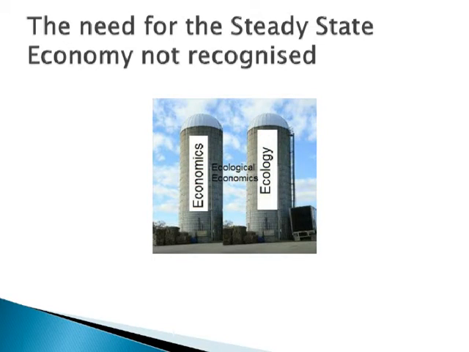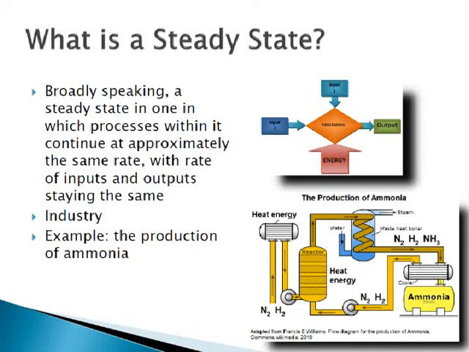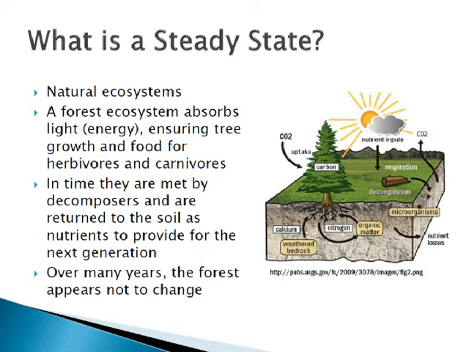So there is some level of dialogue with ecological economics, but there isn't a recognition of the need for a steady state economy. And I think this is the heart of the debate. A steady state, we can teach that in science. Steady state is very easy to recognise when we have a look at natural ecosystems, and the students do that in years 9 and 10.